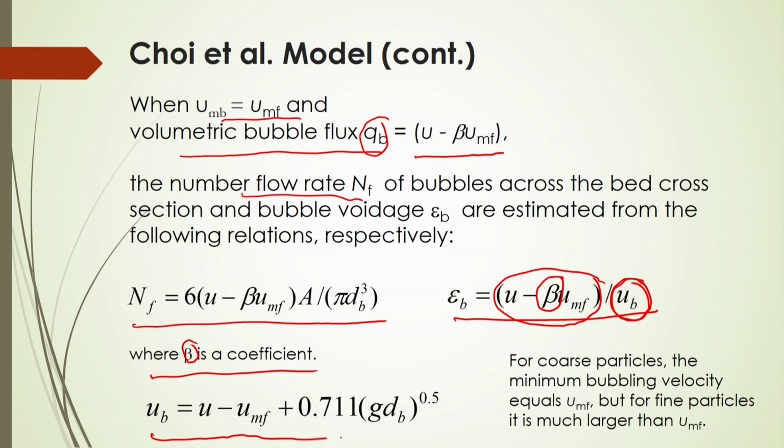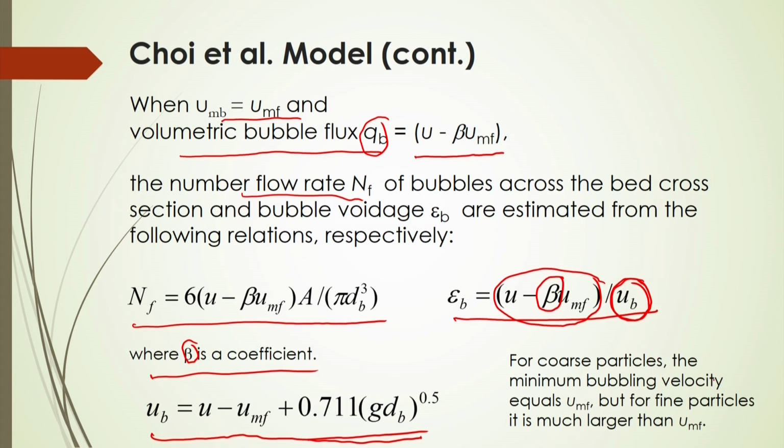Now, generally it is seen that this beta is equal to 1 in many cases. So, almost equal to 1. So, the bubble rise velocity will be equal to u minus umf plus 0.711 into g dB to the power 0.5.